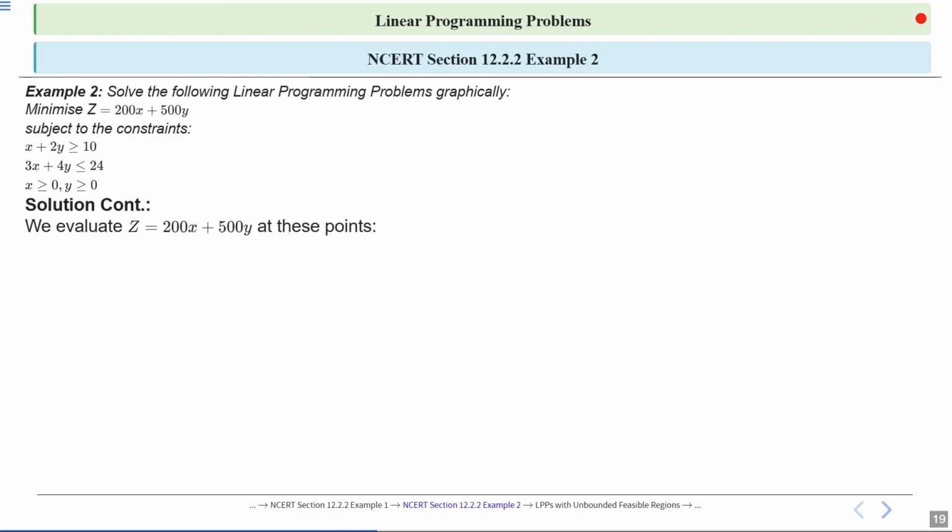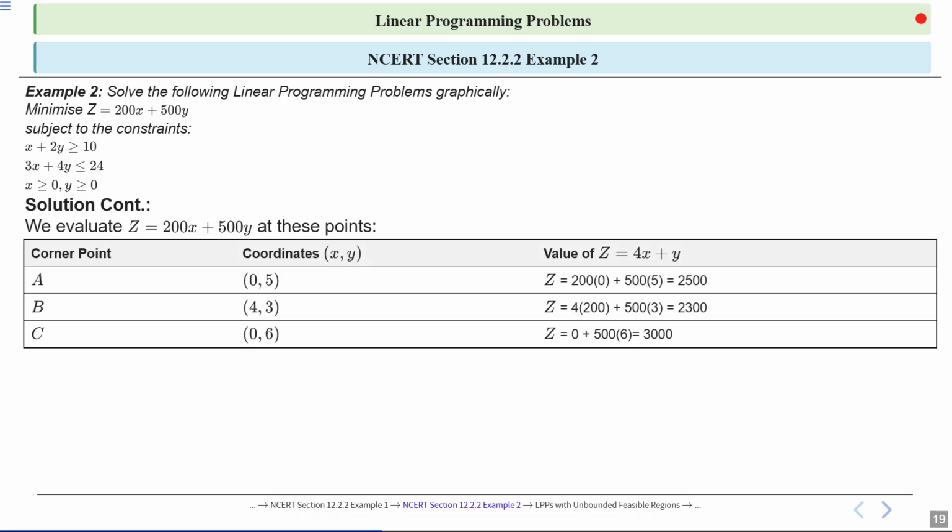So now we evaluate z = 200x + 500y at these points. So now find corner points A, B, C. Here we need to evaluate the value of z = 200x + 500y. The value of z at point A is basically 2500, the value of z at point B is 2300, and the value of z at point C is 3000.